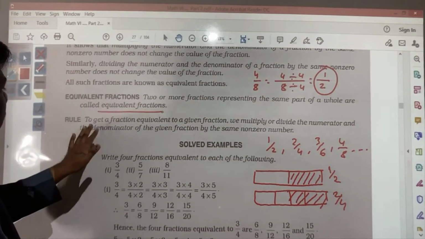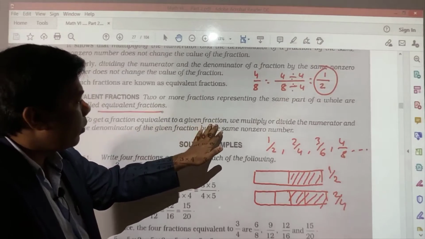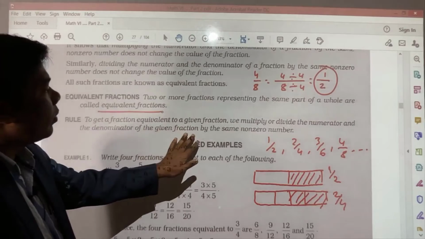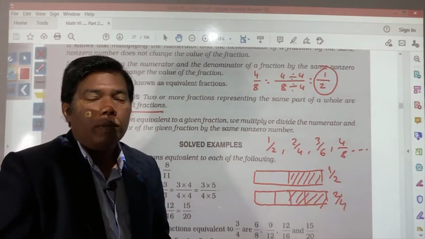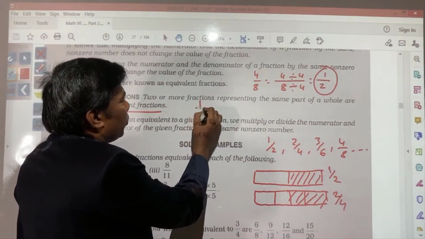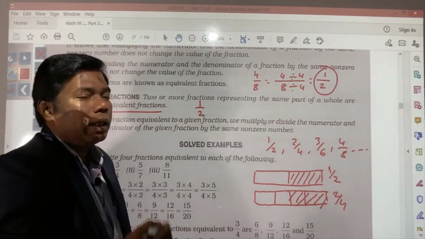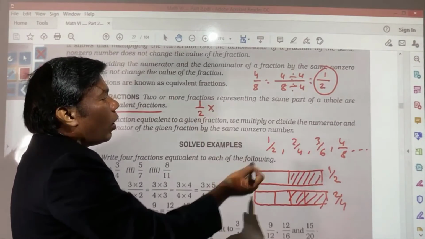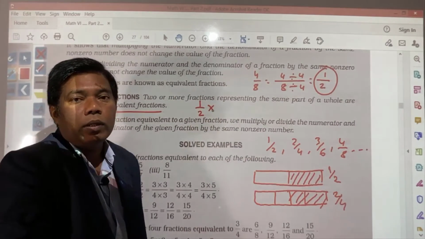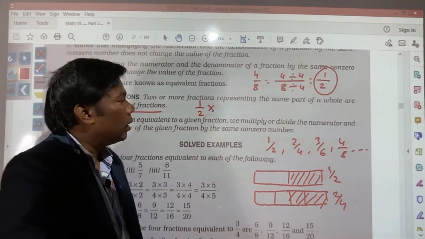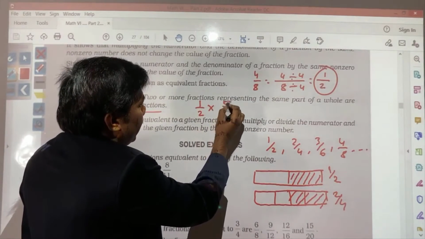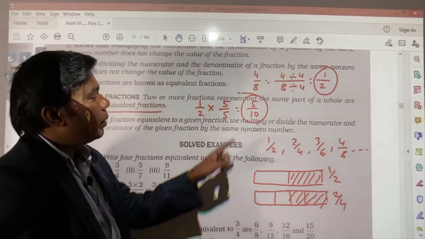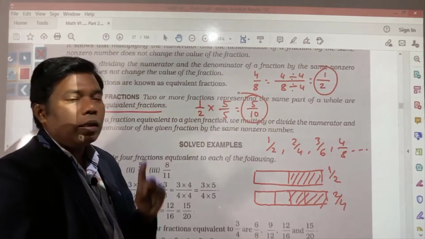Then you see the rule. To get a fraction equivalent to a given fraction, we multiply or divide the numerator and the denominator of the given fraction by the same non-zero number. Suppose you have 1 by 2 and you need to get an equivalent fraction of 1 by 2, what will you do? Any non-zero number, you need to multiply or divide the numerator and denominator by. If you multiply by 5, you will get 5 by 10. So this 5 by 10 will be called an equivalent fraction of 1 by 2.